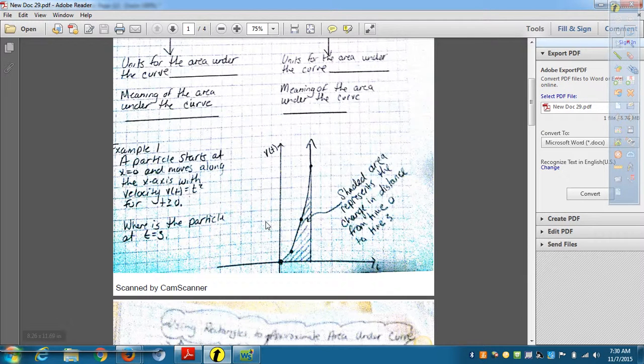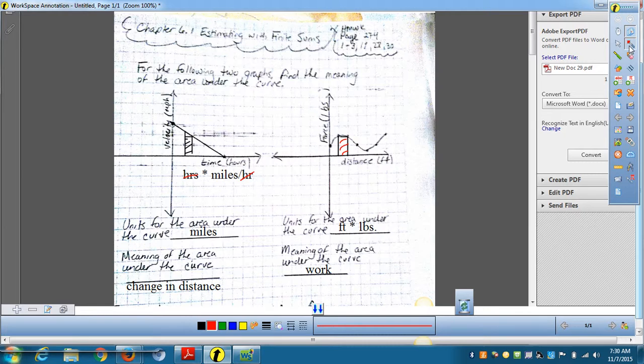Now let's look at our first example. We have a velocity curve, v equals t squared. A particle starts at x equals 0, so its initial position is at 0, and moves along the x-axis with a velocity v of t equals t squared for t greater than or equal to 0. Where is the particle at t equals 3? Well, when we find the area under that curve of velocity, the shaded area represents, again, very important, the change in the distance.